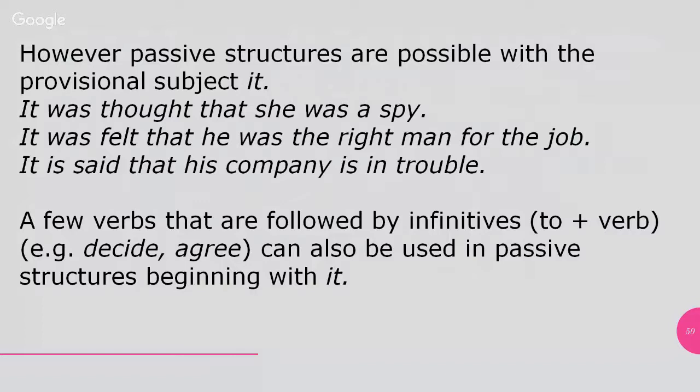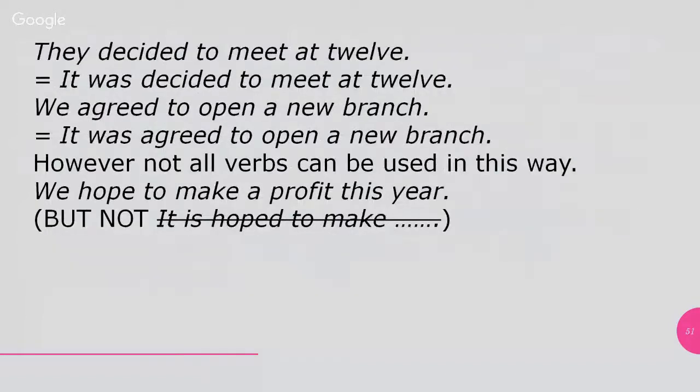A few verbs that are followed by infinitives, that is, the infinitive is the to plus verb form, like decide, agree, that is, to decide, to agree, can also be used in passive structures beginning with it. Decided to meet at 12. It was decided to meet at 12. We agreed to open a new branch. It was agreed to open a new branch.